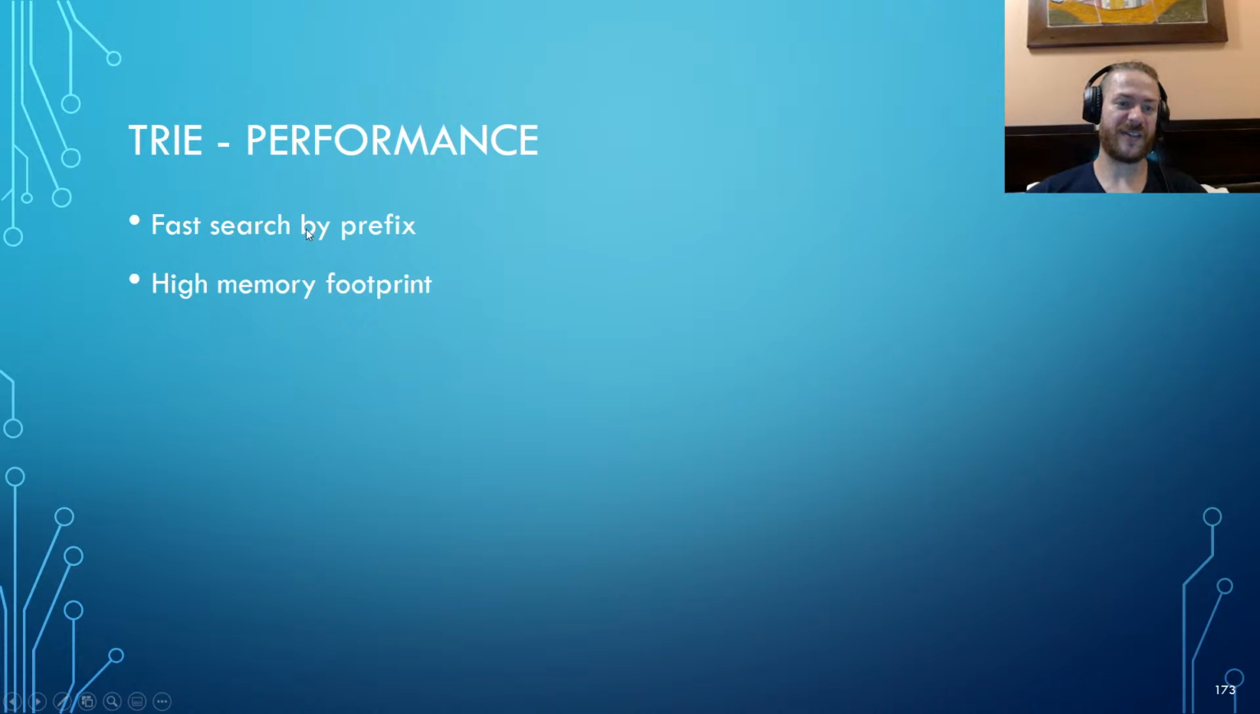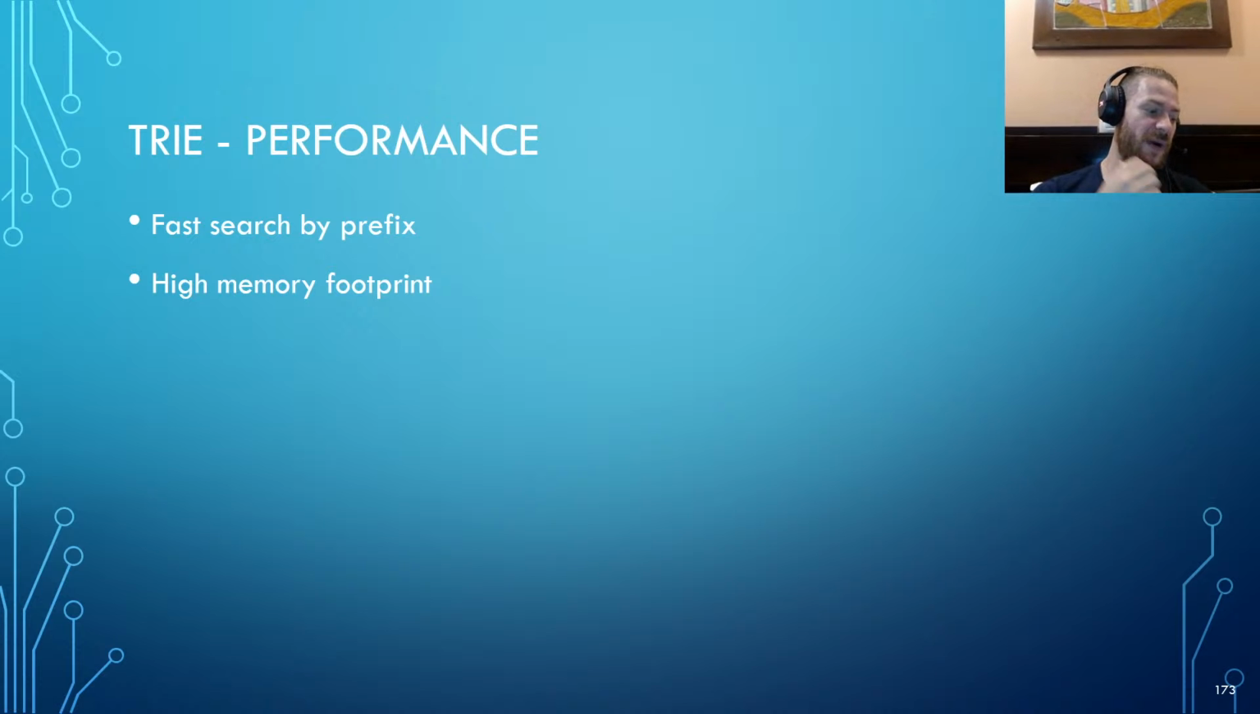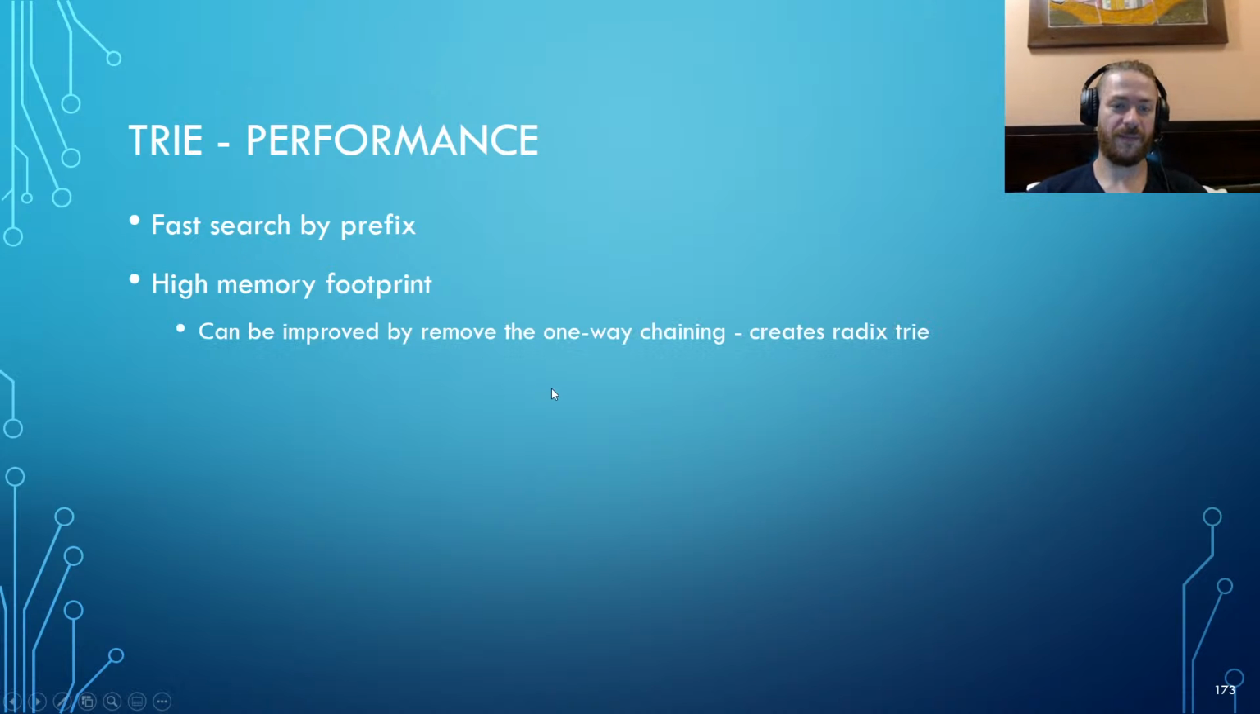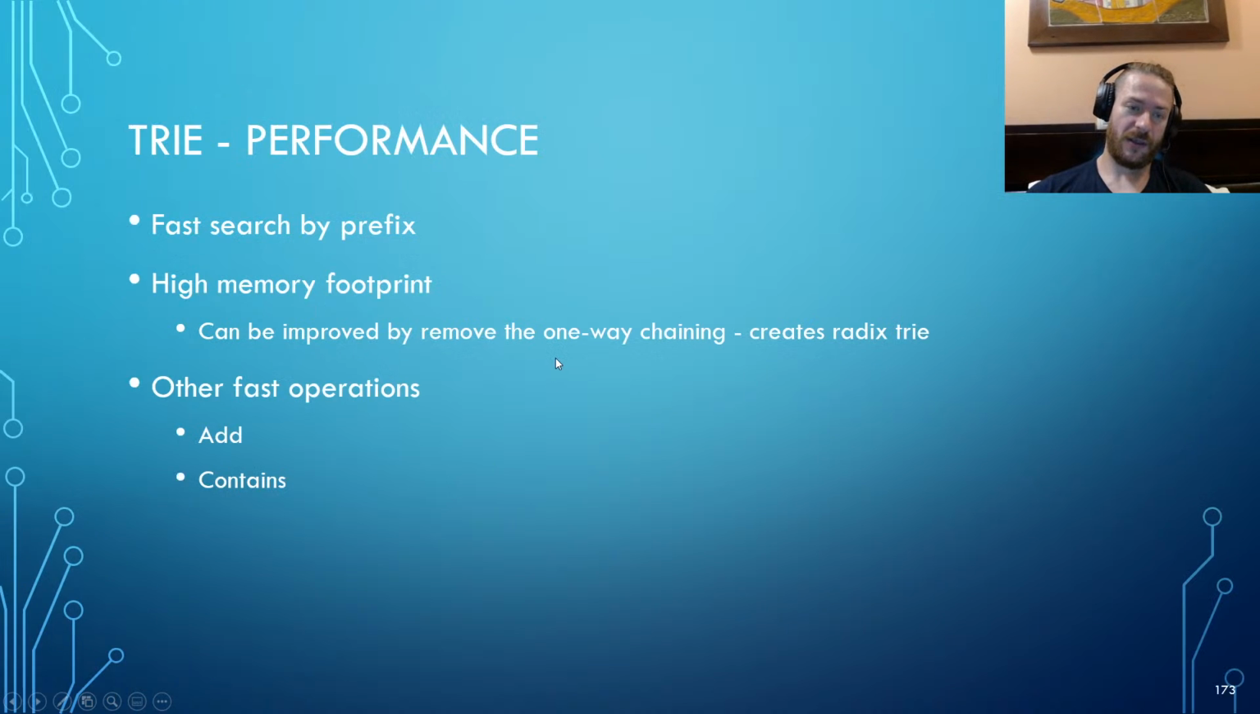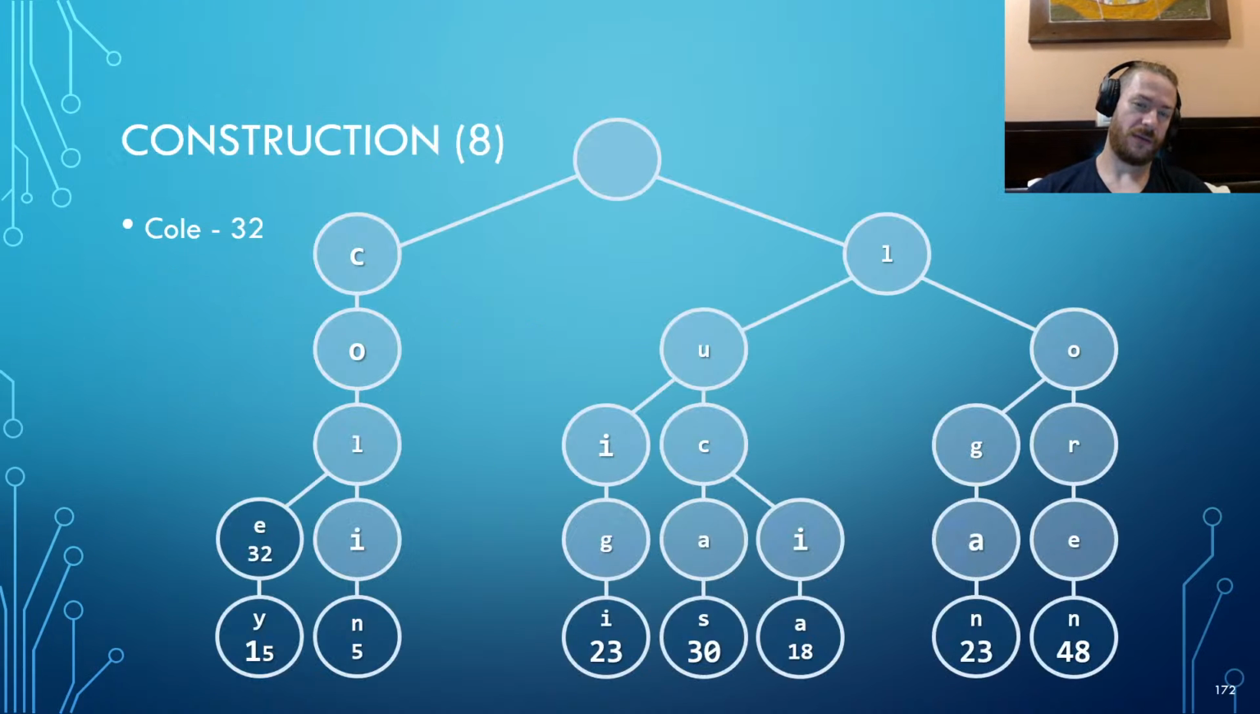It has very fast search by prefix, so it will be very easy and very efficient to search just by part of the word and not the whole word. But it has a higher memory footprint. Other fast operations, add, contains, these are fast, and that's all.